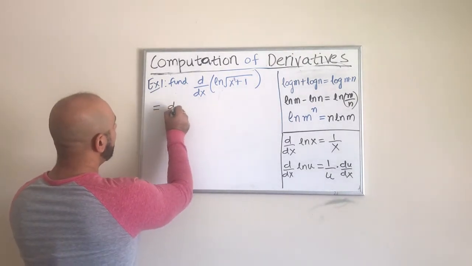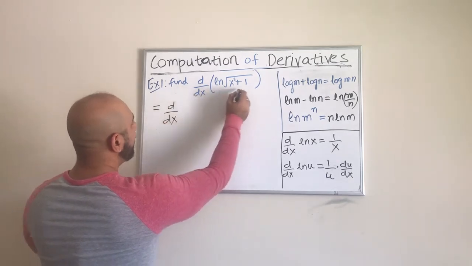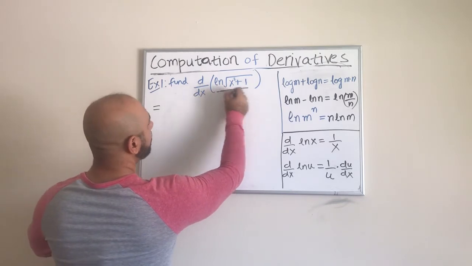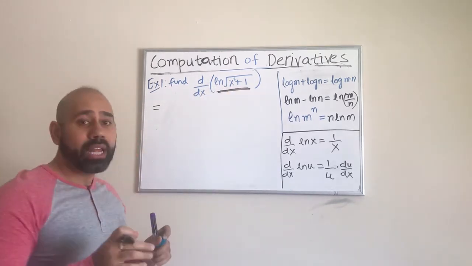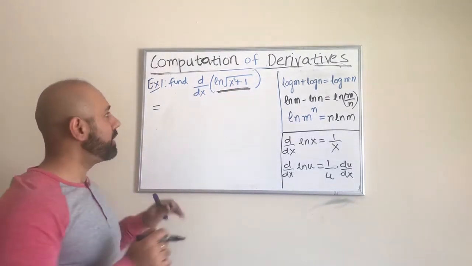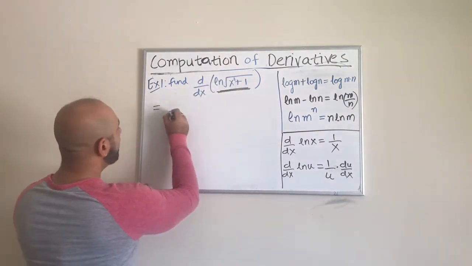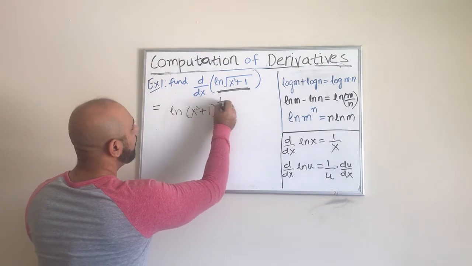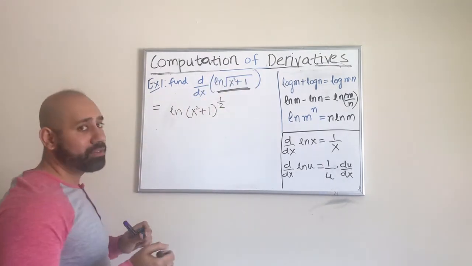So first thing is d over dx, this guy right here. Let me not even worry about the derivative first. Let us first try to work with the log function and see if we can use some properties. This log function can be written as ln of (x squared plus 1) raised to the power 1/2, because the radical is the same as raised to the power 1/2.